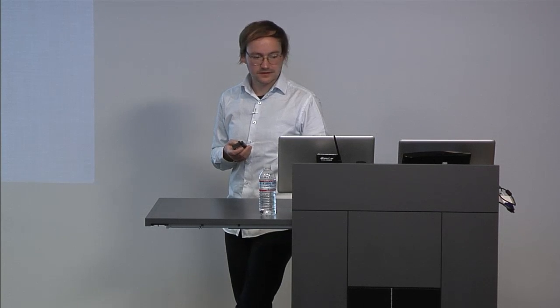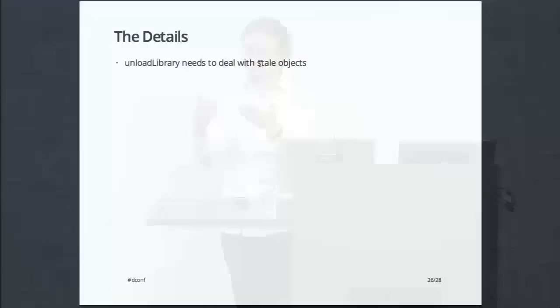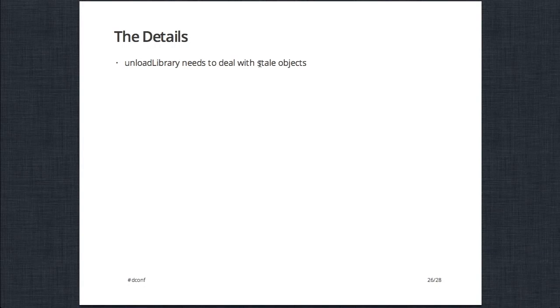Well, unload library needs to deal with stale objects. Like if you create an object, there's a finalizer to it, and if you unload the library, because the object has no deterministic lifetime, the finalizer might get called afterwards. Even, yeah, like on program shutdown, for example. And it's going to crash.